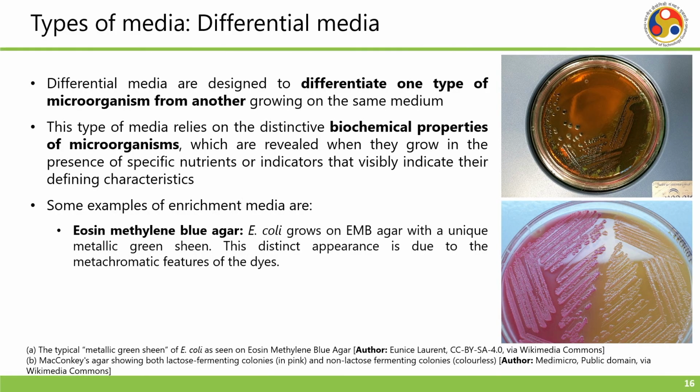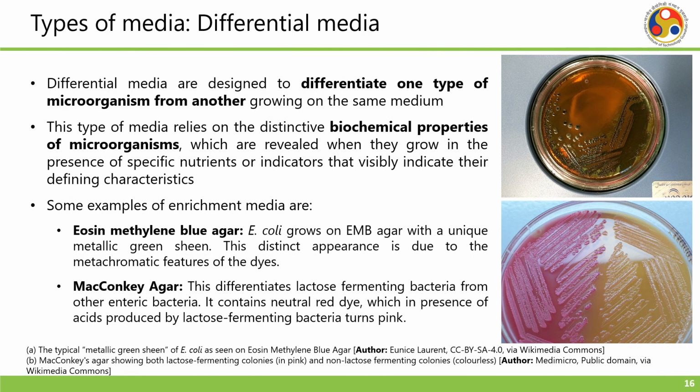Some examples include eosin methylene blue agar. E. coli grows on eosin methylene blue agar with a unique metallic green sheen. This distinct appearance is due to the metachromatic features of the dyes. And MacConkey agar also is another example of differential media. This differentiates lactose fermenting bacteria from other enteric bacteria. It contains neutral red dye which in presence of acids produced by lactose fermenting bacteria would turn pink.